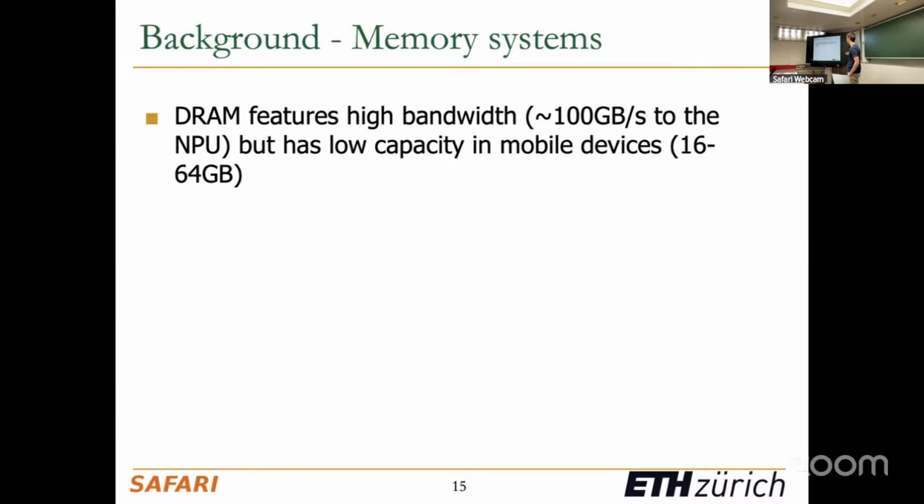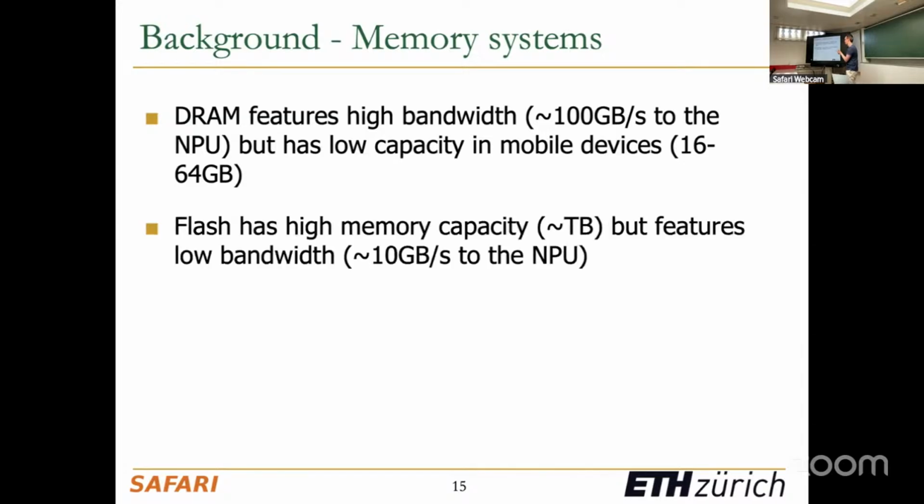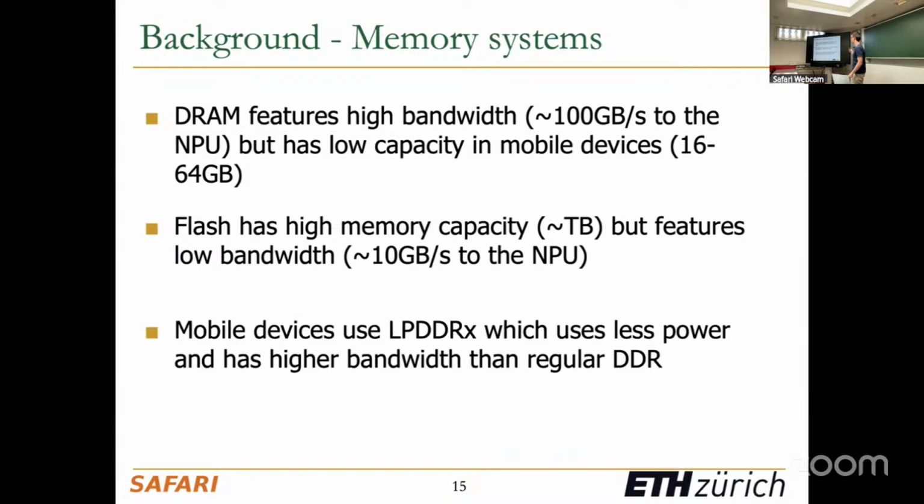The memory systems we care about today are DRAMs, which have high bandwidth to the neural processing unit, NPU, around 100 gigabytes per second. But they usually have low capacity in mobile devices, around 16 to 64 gigabytes. Flash has higher memory capacity, maybe in the terabyte range, but it features low bandwidth, around 10 gigabytes per second to the NPU. Also, mobile devices use low power DDR, which is a version of DDR that uses less power and has higher bandwidth.